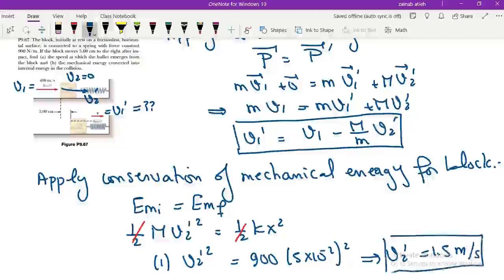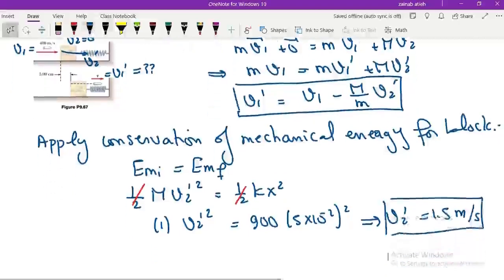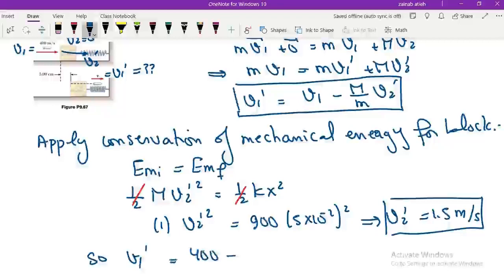After finding V2 prime, now I can find V1 prime. I will substitute in the equation above. So V1 prime is equal to V1, which was 400, minus M, the mass of the block, which is 1, over small m, the mass of the bullet, which is 5 times 10 to the power minus 3. Don't forget to change to SI units. V2 prime is 1.5, so I have everything in SI units. It turned out to be 100 meters per second. This is the speed of the bullet after collision.